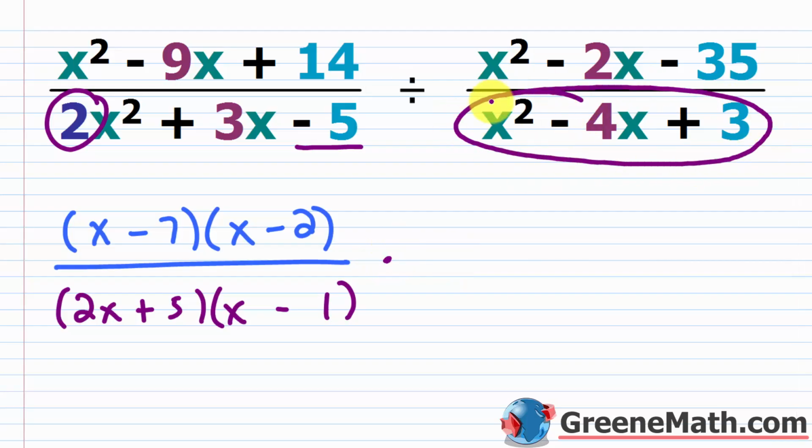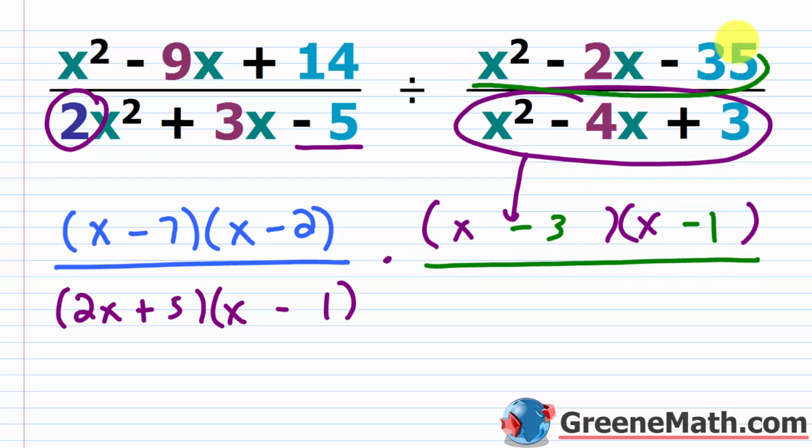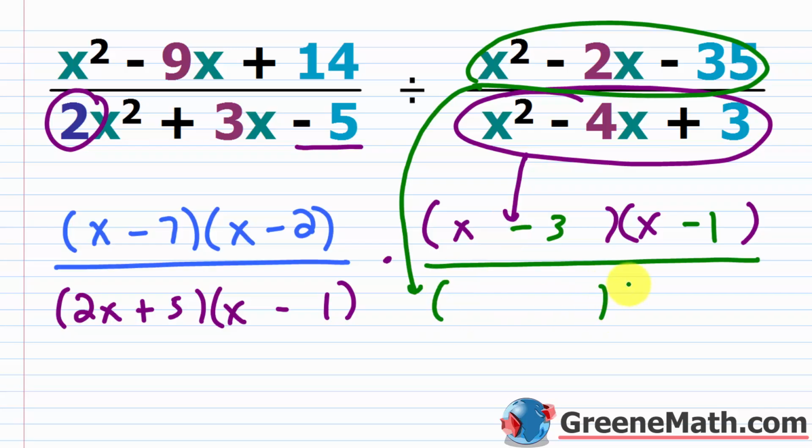Now what I'm going to do is multiply by the flipped second fraction. My denominator becomes my numerator, so let's factor this one. We'd have an x here and an x here, and I would look for two integers whose sum is -4 and whose product is 3. You can go ahead and do -3 and -1. And then this is over, again, the numerator here is now going to be the denominator here, so I'm going to factor this one.